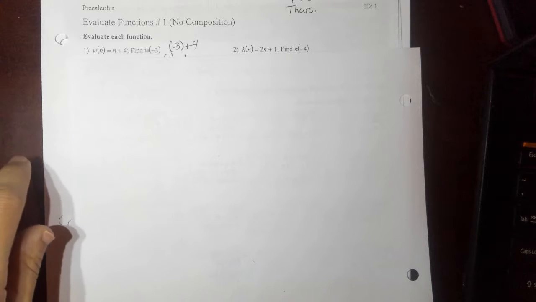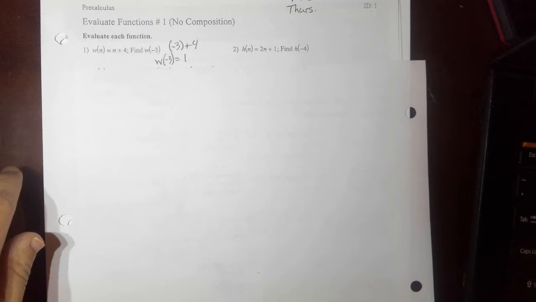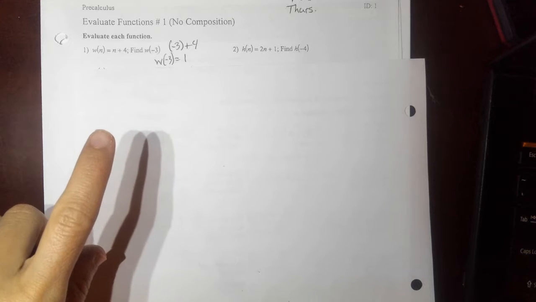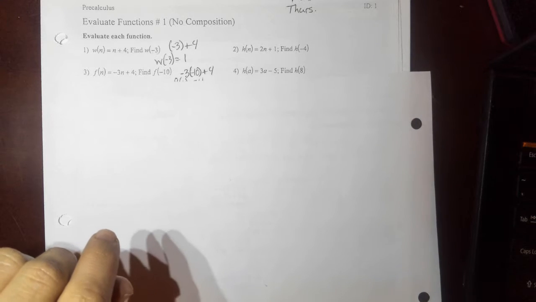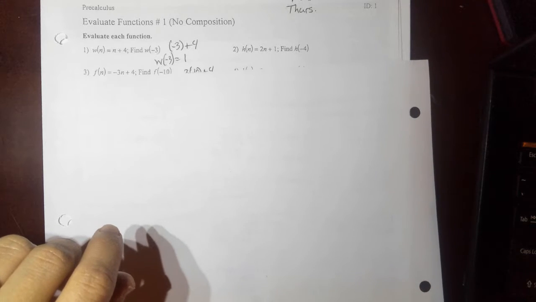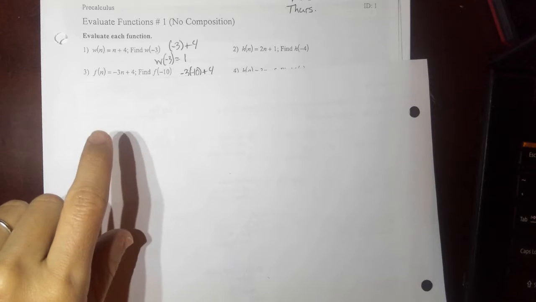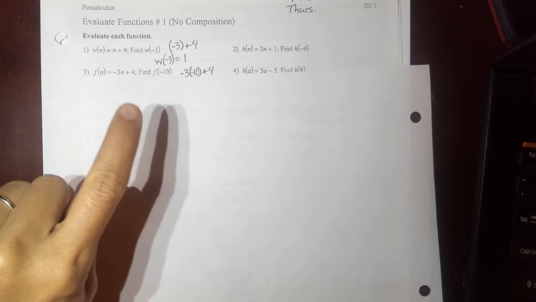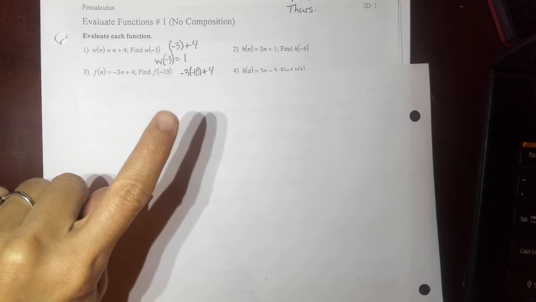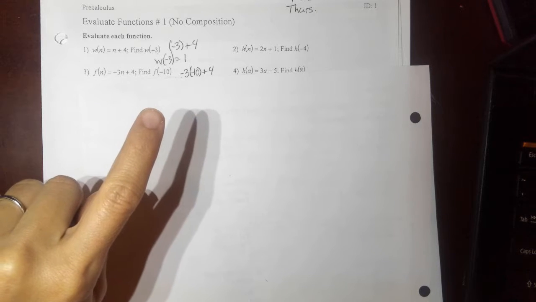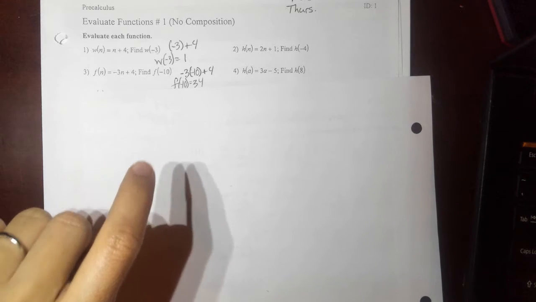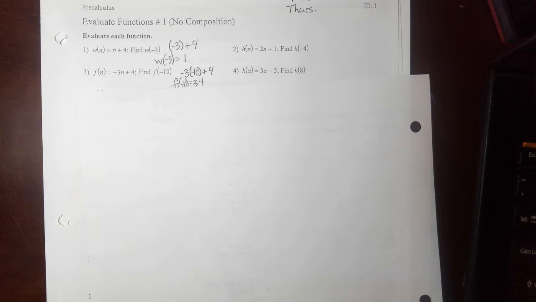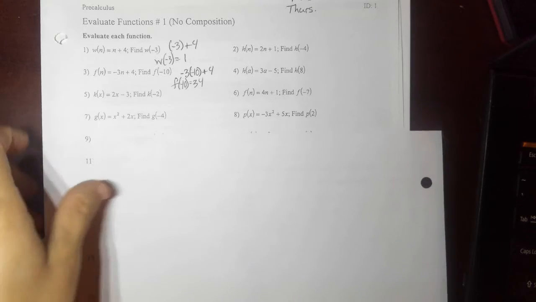Okay, so -3 plus 4 gives me 1. So W of -3 is 1. Same thing here for number 3. If I put in -10 for the n, I'm going to put parentheses where the n was, put -10 inside there, multiply that and add the 4. That gives me 34. So f of negative 10 is 34. That's easy peasy, Algebra 1 stuff.